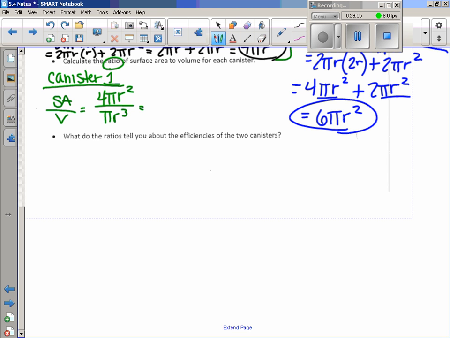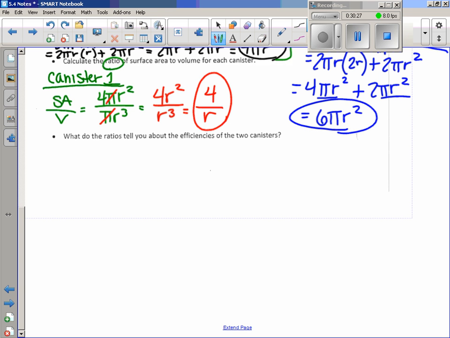And now we use our rules for simplifying. What can I cancel out here? Pi. And what am I left with? Okay, 4r squared over r cubed, but I can simplify that further. So what am I left with? 4 over r. Now, if you are not using r for radius, you better make sure that you are labeling your picture with whatever variable you are using to indicate that you're using a different variable. Otherwise, you should be using r for radius.